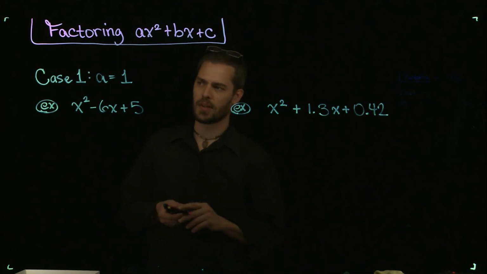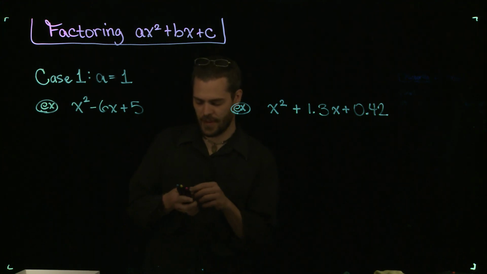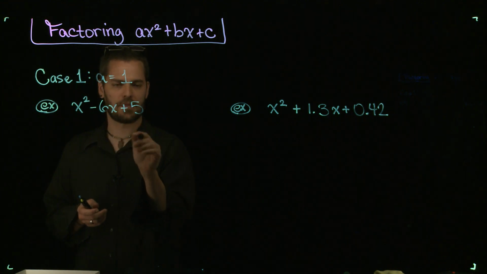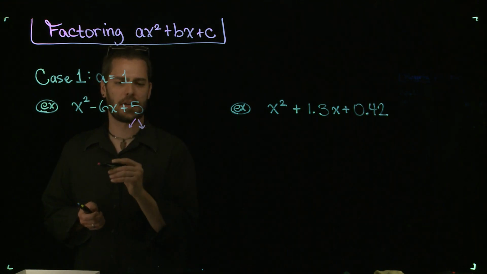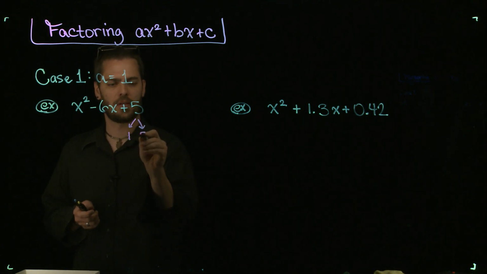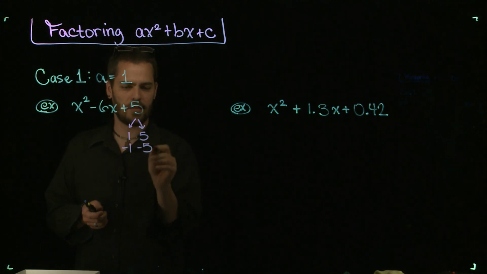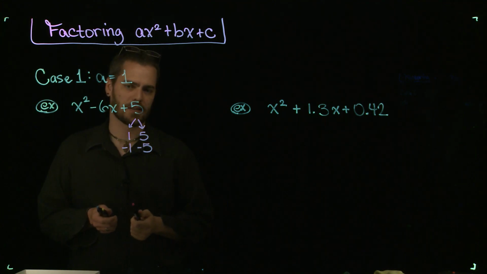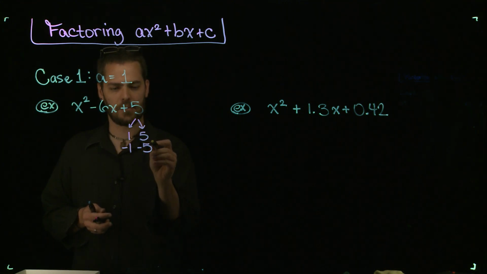Here are a couple more examples of case number 1 when a is equal to 1. Taking a look at the first example, x squared minus 6x plus 5. Again, I'm going to look at this last term over here and ask myself, what are the factors? 1 times 5, or negative 1 times negative 5. Of these factors, which of them add up to negative 6, the coefficient of x? And it looks like this right here will work.